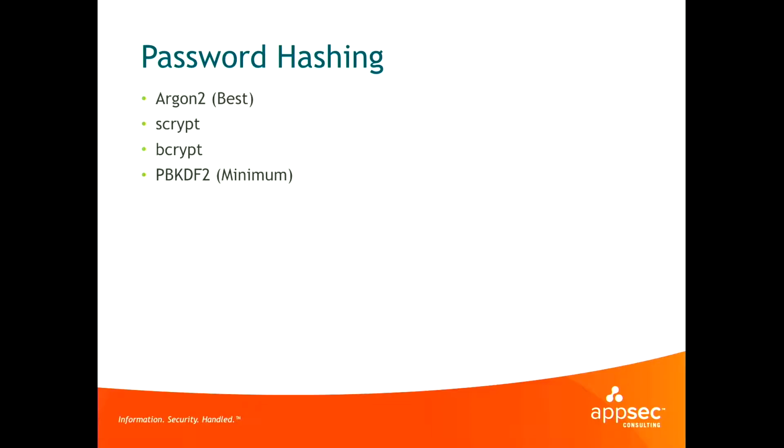PBKDF2 is almost at the point of being dropped from this list. It is barely making the line for minimum. The reason it's still there is the fact that it is implemented everywhere. There is not a language or framework that doesn't have it in place. Argon 2 is the hardest one to find because it is relatively new. Argon 2 was created as a result of a public competition to create a new gold standard in password hashing. It is the best option that's available today.